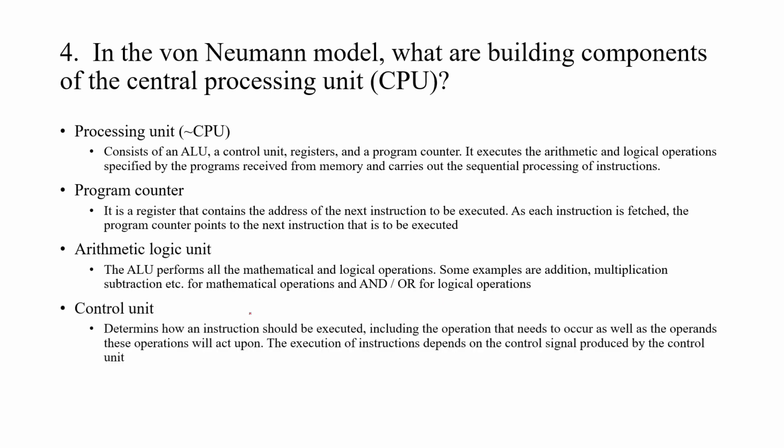Then we have the control unit, which is probably the most important. I bet you've heard me say this several times, but this is the central nervous system of the CPU, and this determines how instructions should be executed, including the operations that need to occur, as well as the operands it needs to fetch. Without the control unit, the fetch, decode, and execute cycle will not perform properly.